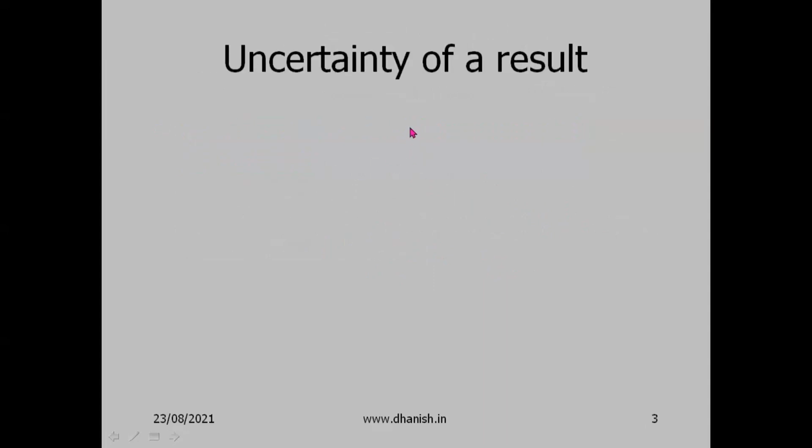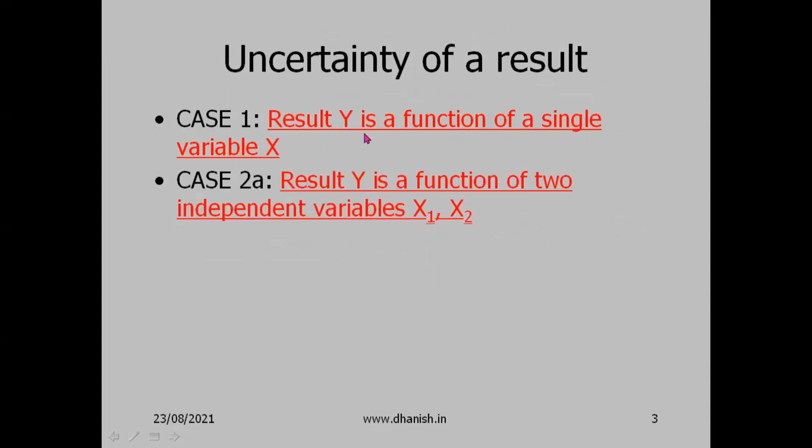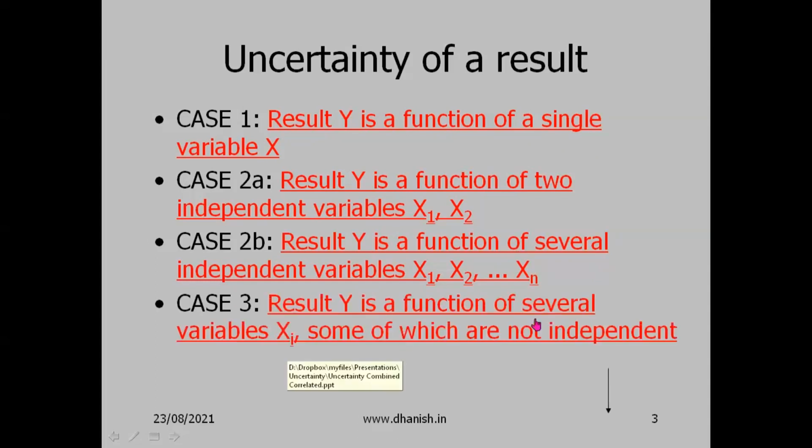So uncertainty of a result we can compute in various options. First, we compute from a single variable. Then we go for two variables, both of which are independent. Then several independent variables, more than 2, 4, 5. Then y is a function of several variables, some of which are not independent. When they are not independent, what to do? We'll see last, because it's mathematically more complex. I hope you have refreshed your statistics portion and calculus portion also.